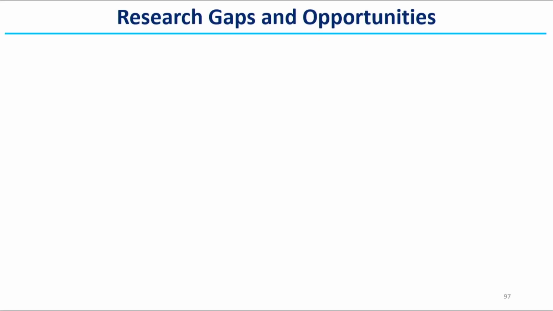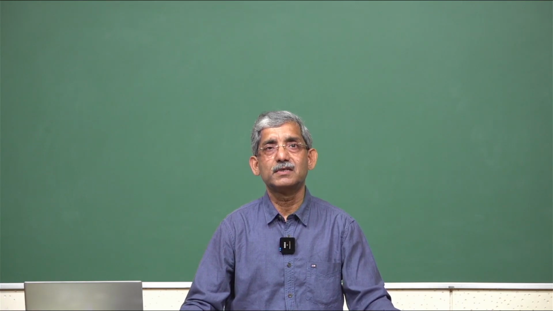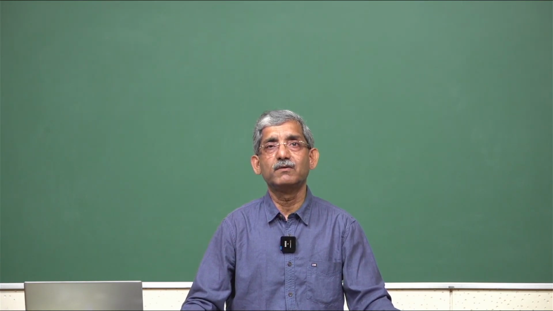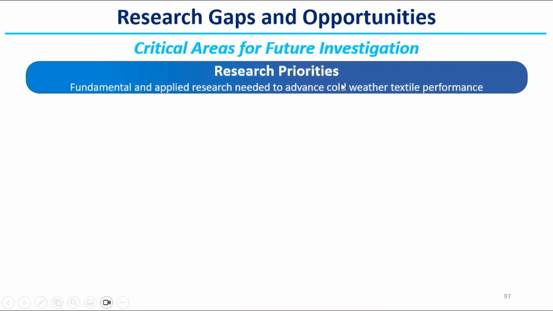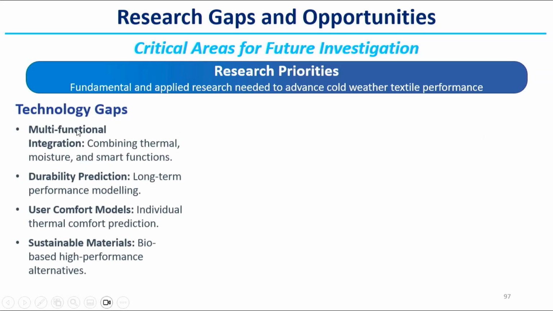Now, what are the opportunities and research gaps? Let us see that. So, critical areas for future investigations. Research priorities are fundamental and applied research needed to advance cold weather clothing. What are these technology gaps? Multifunctional integration, combining thermal, moisture and smart functions. That is the type of technology we should adopt. Durability prediction, long term performance modeling that one can do. So, after a certain time, how the performance will be, that can be predicted.